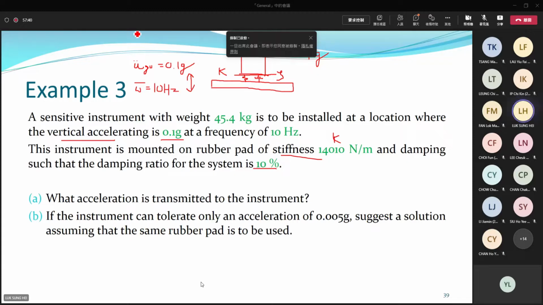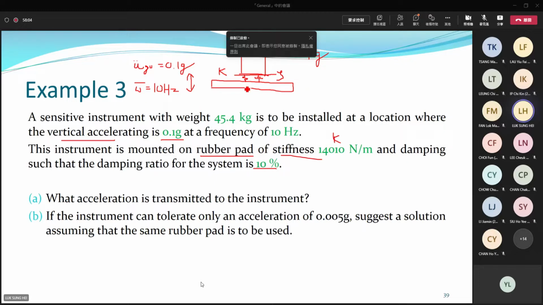You can transform the statement to something like a picture, right? Help you understand what you are doing. We have a machine sitting on the ground level, sitting on a platform. This platform is under vertical movement. This machine is supported by a rubber band. This rubber band involves a spring, involves a damper with damping ratio 10%.